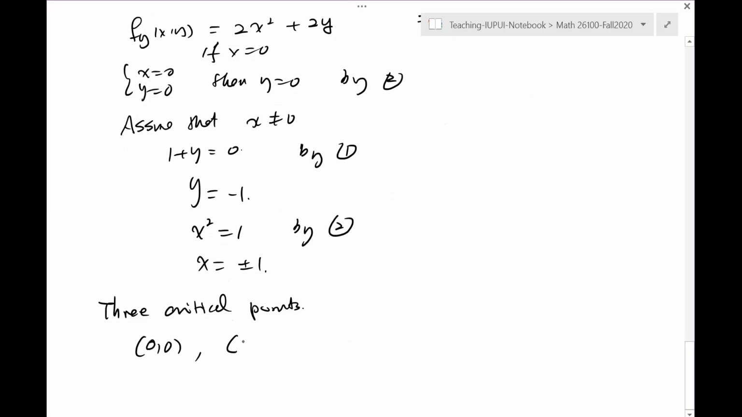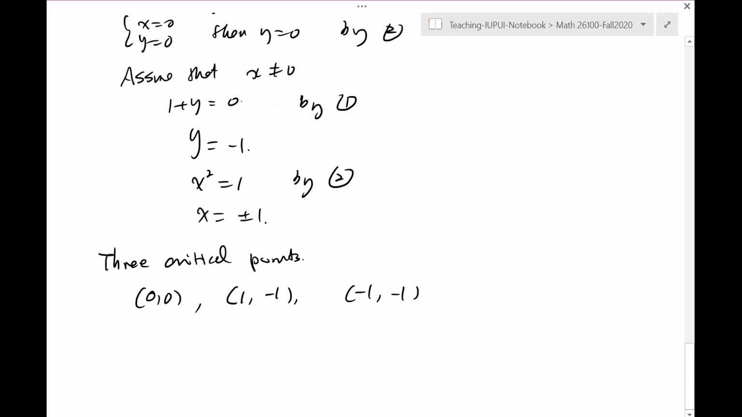Okay, and you got (1, -1) and (-1, -1). Those 3 points. So we have to check one by one for each of them. And so there's what's called the second derivative test. This is in the section on page 999. Okay, page 999.